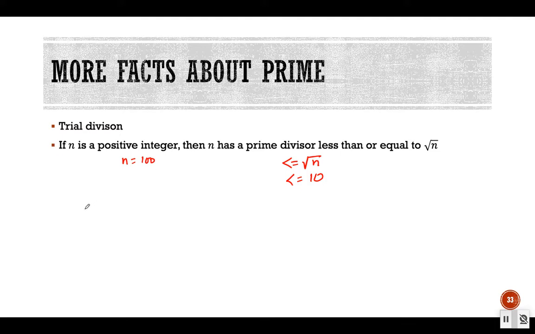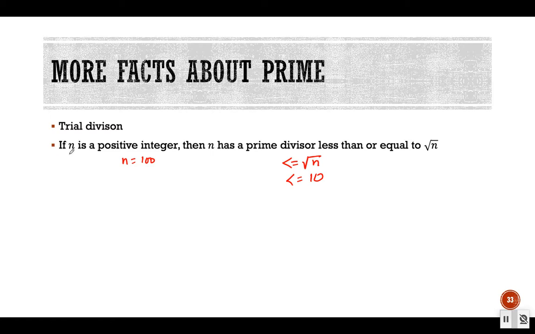Now we are going to see how we can prove this theorem. This trial division property is a very important property. We can use this property of prime numbers to determine whether a given number is a prime number or not. So let's see whether we can prove this fact.